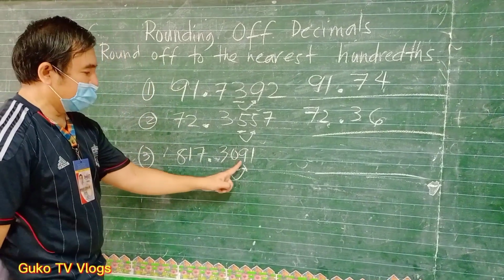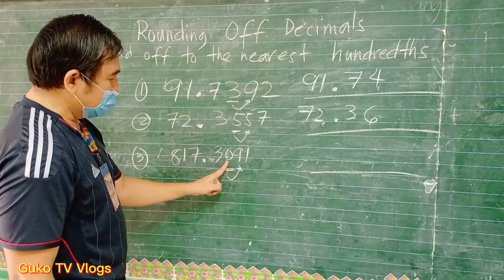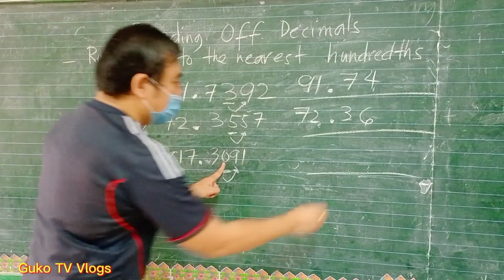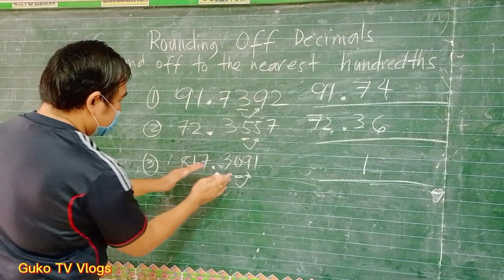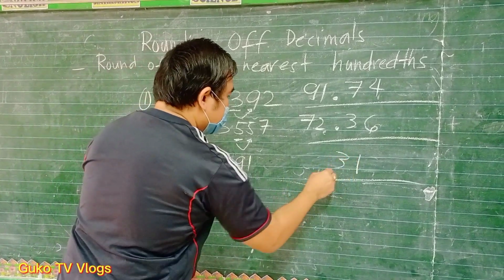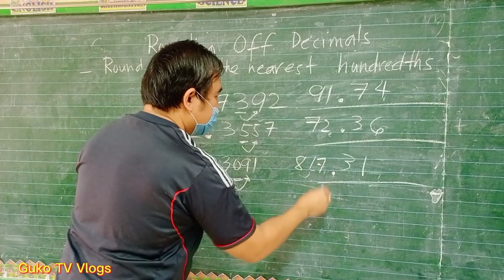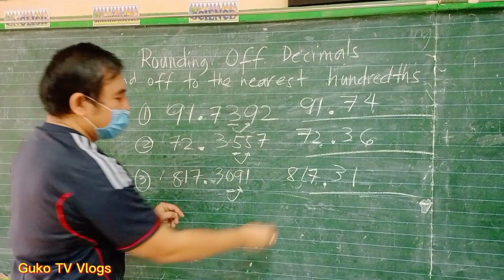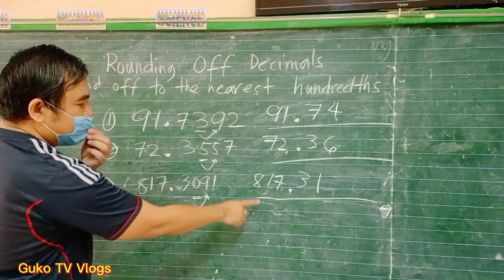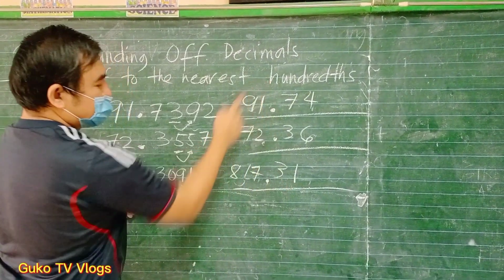That is number 9. So again, this is more than 4. So we will add 1 to 0. So 0 will become 1. Then copy everything on the left side. So 3, decimal point, and then 817. So again, these numbers here will become 0. So the answer in number 3 is 817 and 31 hundredths.